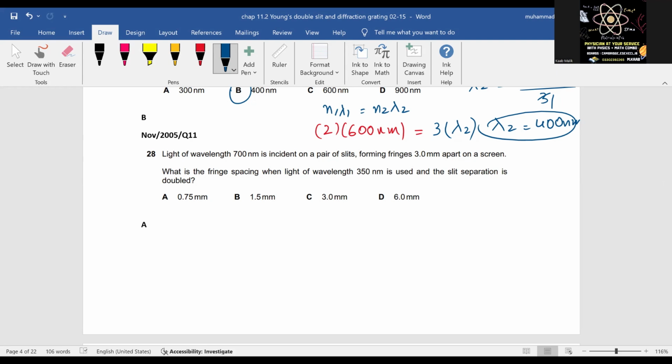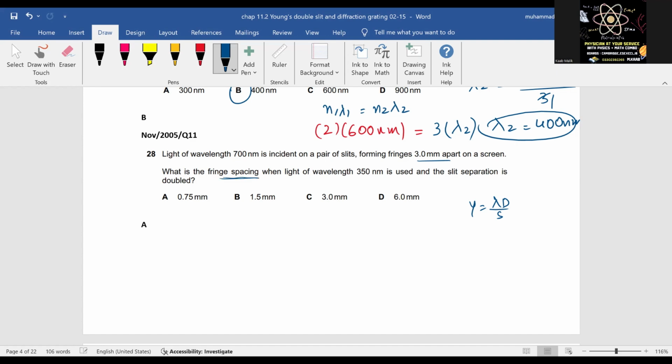So slit separation. Okay, so which means y is equal to lambda D over s. This is the formula that we have to use. Now they give us the wavelength of the light, forming the fringes 3 millimeter apart. What is the fringe spacing?